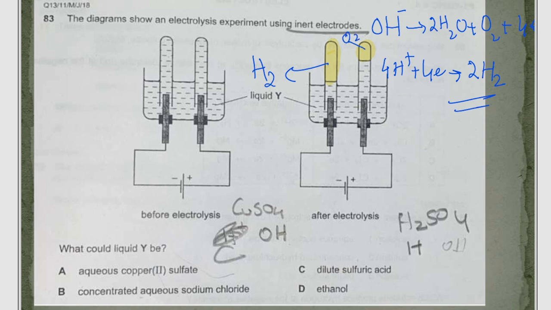Now we will identify which compound gives us this kind of reaction. Not copper sulfate, we are not going to get oxygen and hydrogen. Not concentrated sodium chloride, with concentrated sodium chloride we will get hydrogen and chlorine. So we will get 1:1 here. In dilute sulfuric acid, ethanol will not be part of it. With dilute sulfuric acid we will get these equations and reactions.